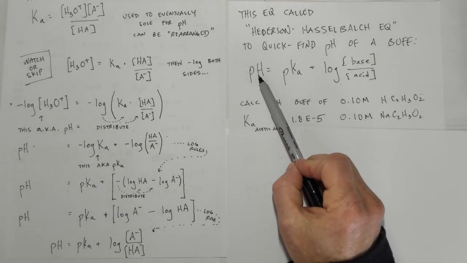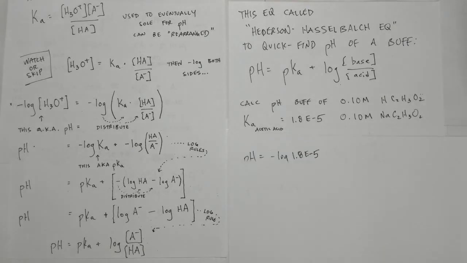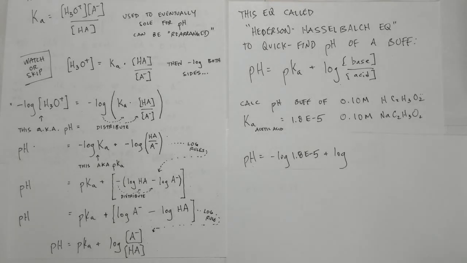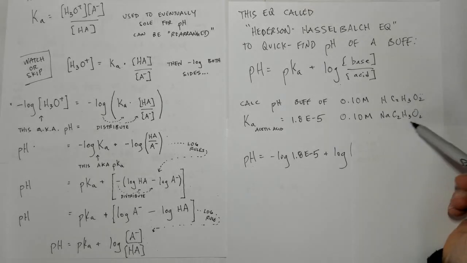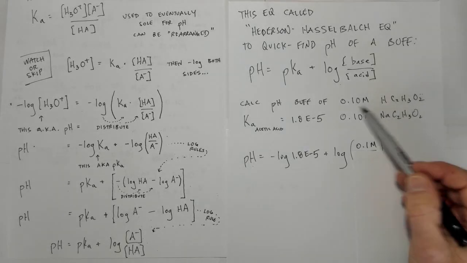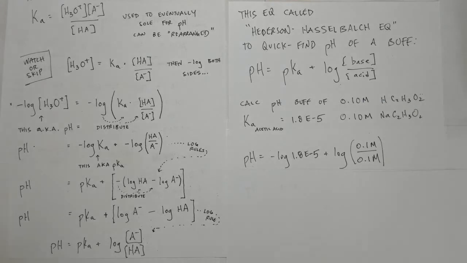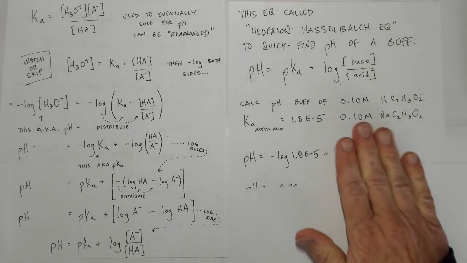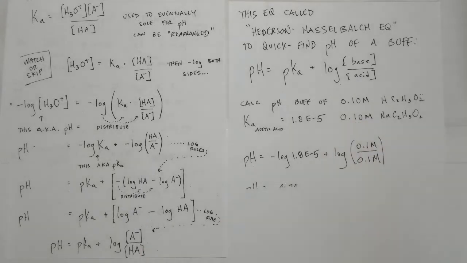When I recognize it's a buffer and it's asking me for the pH, I can go directly to this equation. I can find the pKa by taking the negative log of 1.8 times 10 to the negative fifth. And then I can take the logarithm of the base over the acid. In this case, my base is the anion right here, which is 0.1 molar. And it turns out the acid has the same concentration, 0.1 molar. Math people are jumping up and down right now because 0.1 divided by 0.1 is 1, and the log of 1 is 0. And so then the pH is actually just the negative log of 1.8 times 10 to the negative fifth, which turns out to be 4.74.